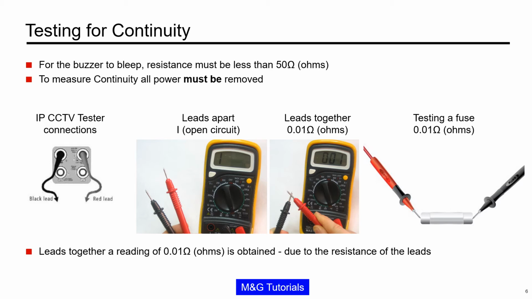Testing for continuity. For the buzzer to bleep, the resistance must be less than 50 ohms. To measure continuity, all power must be removed. With the leads apart, expect a reading of I.